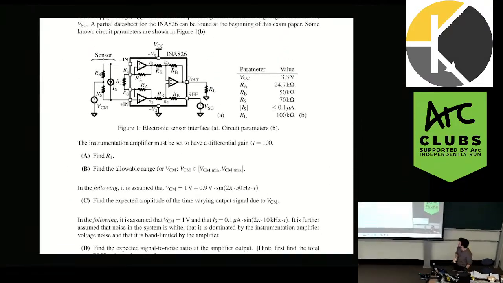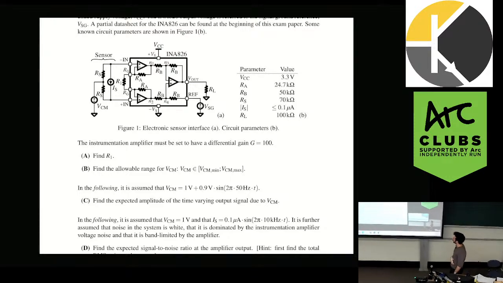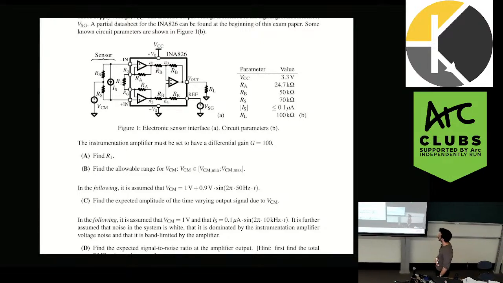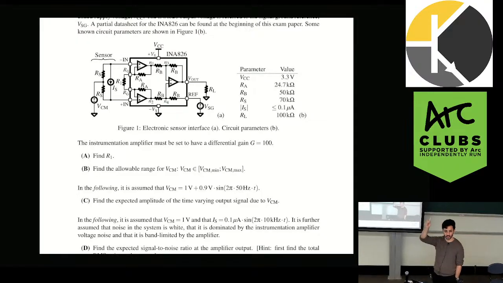So in the following, it is assumed that the common mode signal is 1 volt plus some oscillating sine wave. Find the expected amplitude of the time varying output signal due to VCM. So essentially, it's like in the power amplifier, we had that bias point, and it's just swinging around 1 volt.